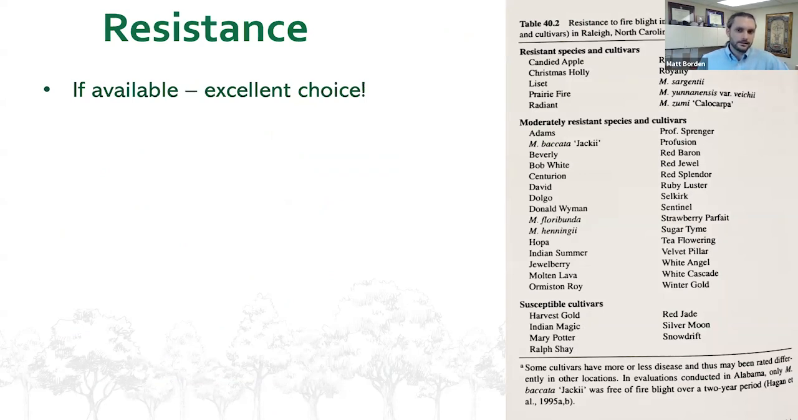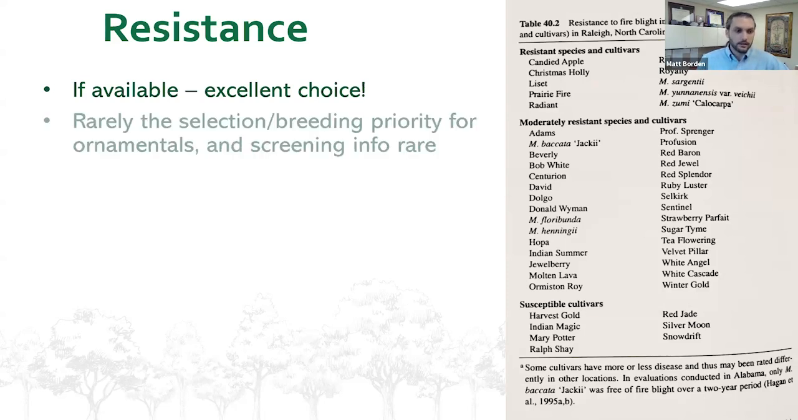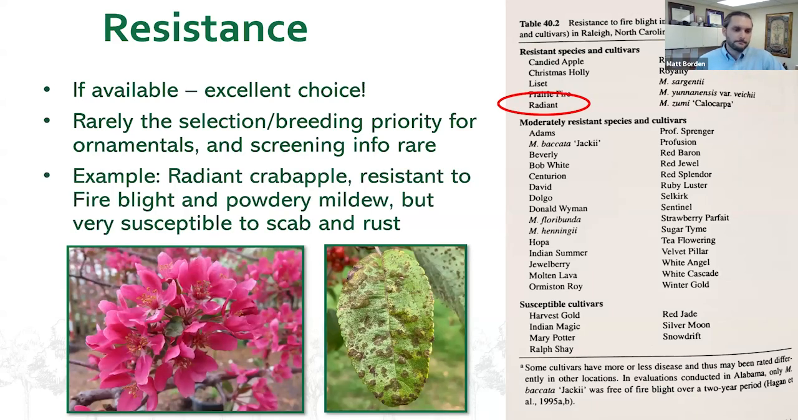So resistance is an excellent choice, like nothing better, if it is available. And unfortunately, in our industry, this is very rarely the selection breeding priority for ornamentals, right? We're selecting for shape, form, or leaf color, or flower color, bloom period, all kinds of things that we select for before disease resistance. So you will sometimes find these, but it's not terribly common and not nearly as common as I would like.